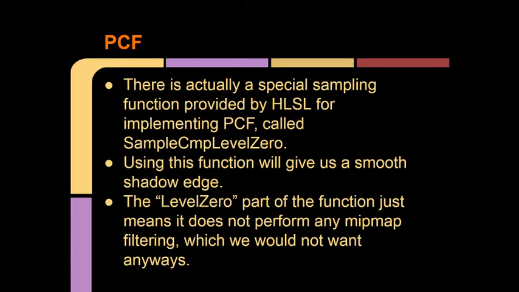Fear not! HLSL has a special texture sampling function made specifically to be used with the PCF technique to give smoother results. This function is called SampleCmpLevelZero and will be fairly similar to other sampling functions. The LevelZero part of the function name refers to the idea that this function will always ignore the presence of mipmaps, regardless of the filtering used. Our shadow maps will not have mipmaps, so that sounds good to me.